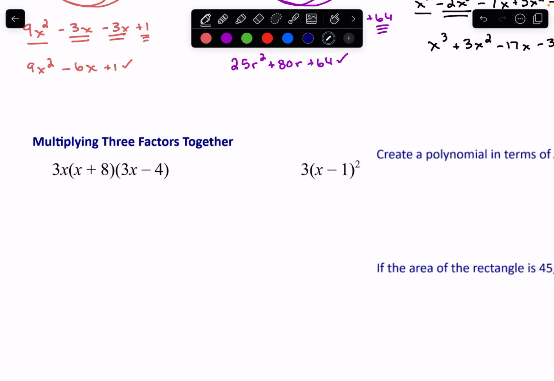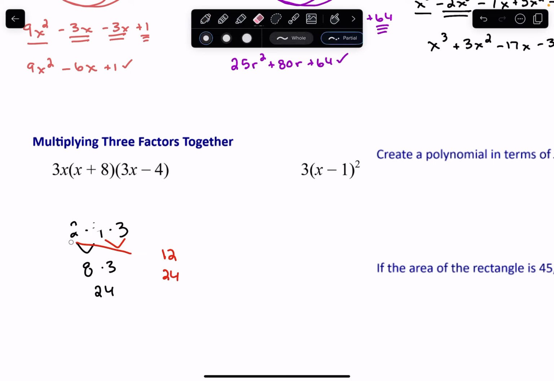What happens if there's more than one binomial and a trinomial? In this case, I've got a monomial and then a binomial and then another binomial. Now, it doesn't matter which order I multiply in. Remember way back when you learned that if you had something like 2 times 4 times 3, it doesn't matter if you do 2 times 4, get 8, and then times by 3 and get 24. You could also do 4 times 3 and get 12, and then times by 2 and get 24.